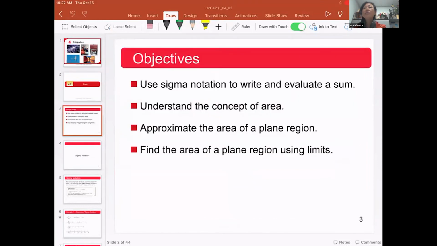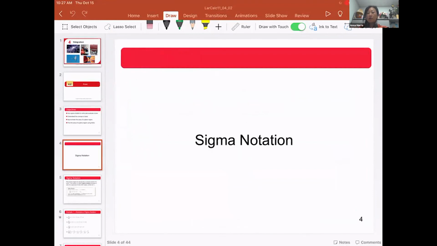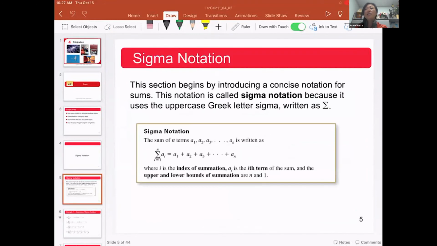Use sigma notation to write and evaluate a sum. Understand the concept of area, approximate the area of a plane region, and find the area of a plane region using a limit. So, sigma notation. Sigma notation means addition. That's what that means.